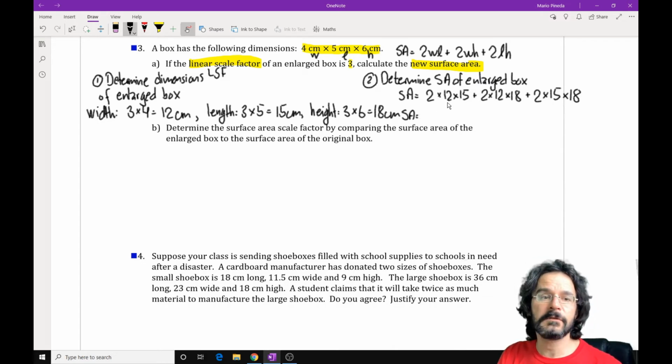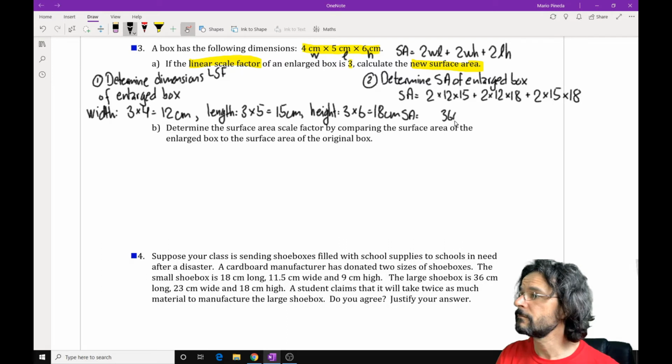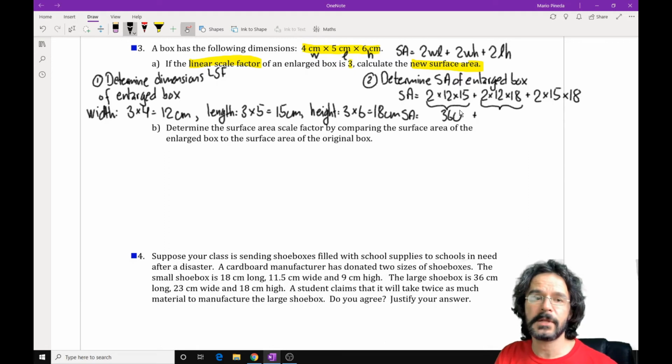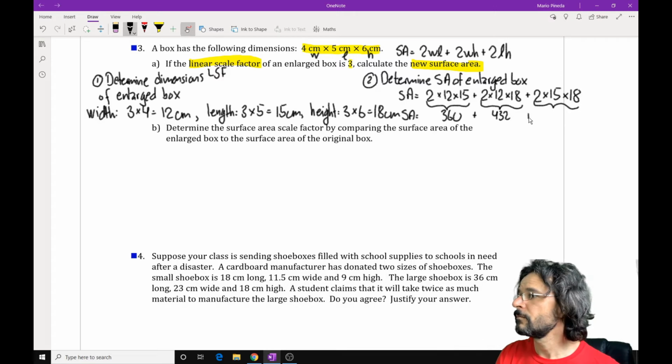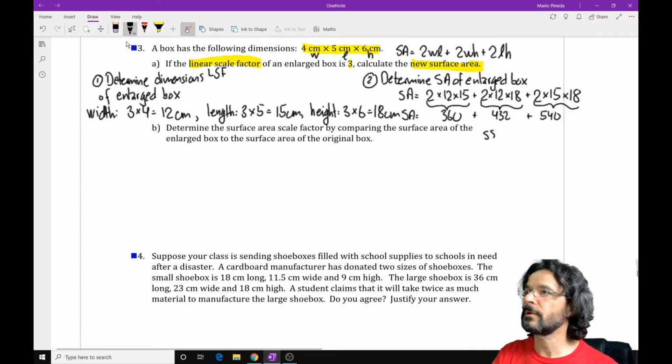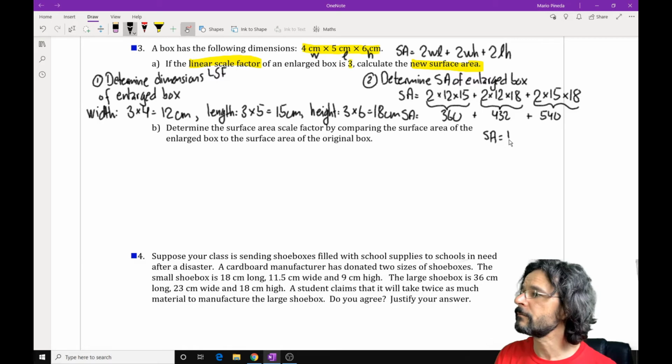2 times 12 times 15 is 360. Plus 2 times 12 times 18 is 432. Plus 2 times 15 times 18 is 540. And then if we add up these 3 numbers, we get a surface area of 1,332 centimeters squared.